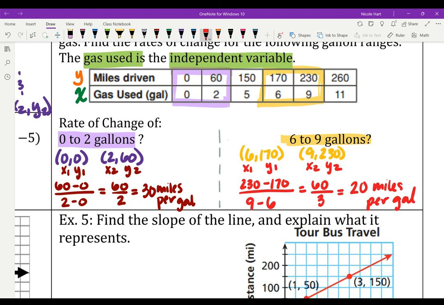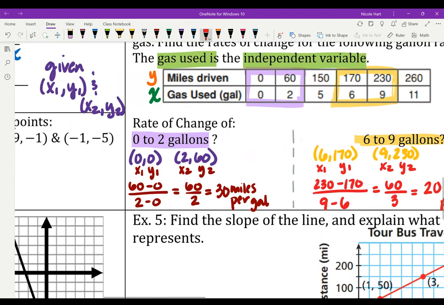So at certain points in your drive, depending on how you've been driving, the rate of change for miles per gallon can change. And so that's in those ranges of 6 to 9 gallons and 0 to 2 gallons, how those rate of changes were impacted.